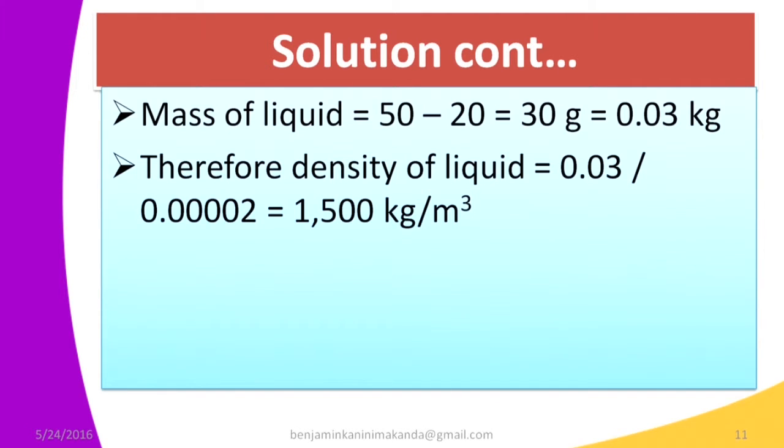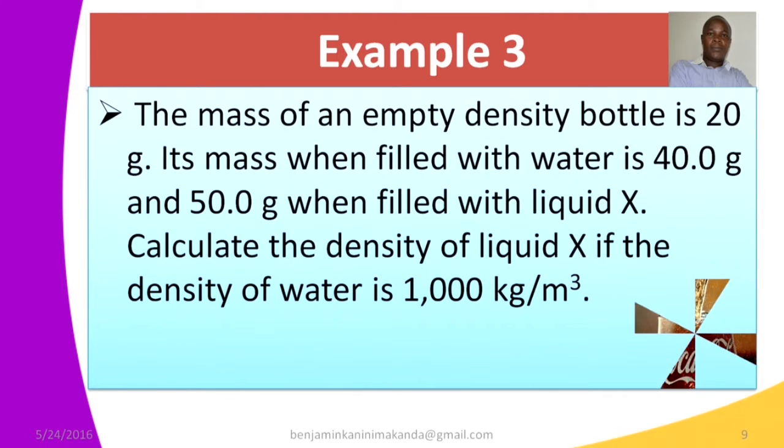Mass of liquid is given by, now we want to calculate the mass of liquid. You take the mass of the liquid and the density bottle, which is 50, minus the mass of the empty density bottle, which is 20, and then you get 30 grams, which is the mass of the liquid X. In this case, we get 0.03 kilograms. That's the mass of the liquid X. Therefore, mass of water is equal to 40 minus 20, which is going to give us 20 grams, and this is going to give us 0.02 kilograms.